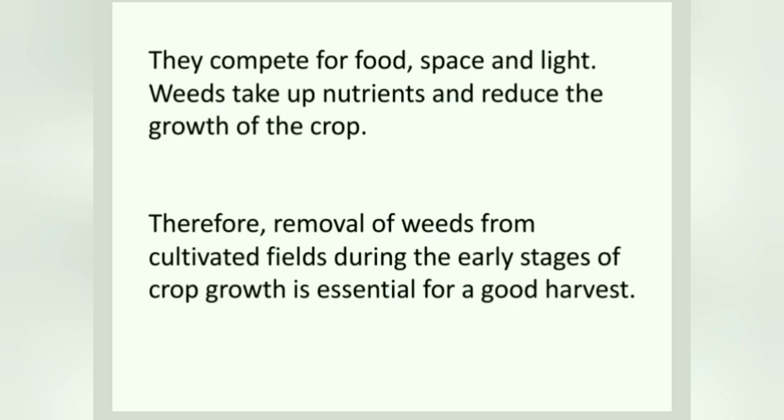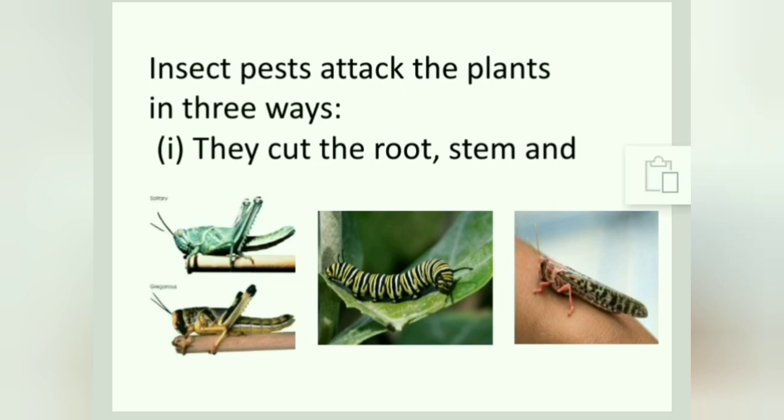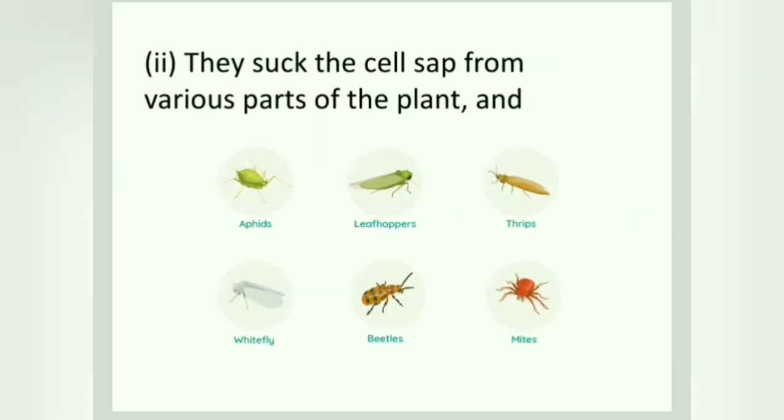Next about the pest. The pest is actually of different types. The pest types are called cutters, borers and suckers. So cutters are grasshoppers, caterpillars, locusts. These are called cutters. They cut the root, stem and leaf and damage the crop. The next is cell sap suckers. They suck the cell sap from various parts of the plant. There are aphids, leafhoppers, thrips, whitefly, beetles, mites.